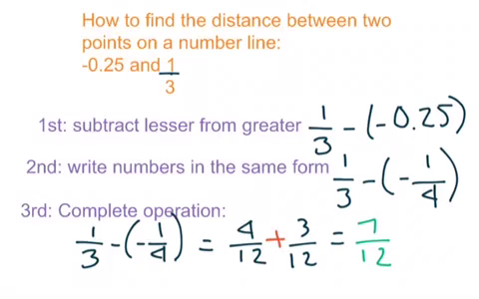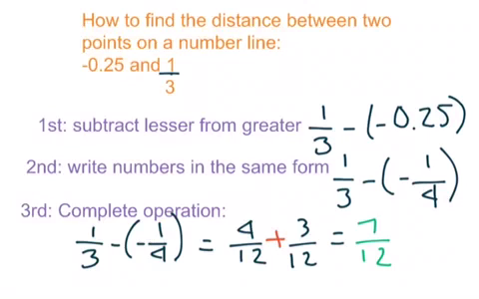The first thing you're going to do is subtract the lesser point from the greater point. If you look on that number line, 1/3 is further to the right than the -0.25 is, so you're going to subtract them. You also have to make them into the same form. It's going to make it quite a bit easier for you to subtract by hand. When we do that, we have 1/3 minus a negative 1/4.